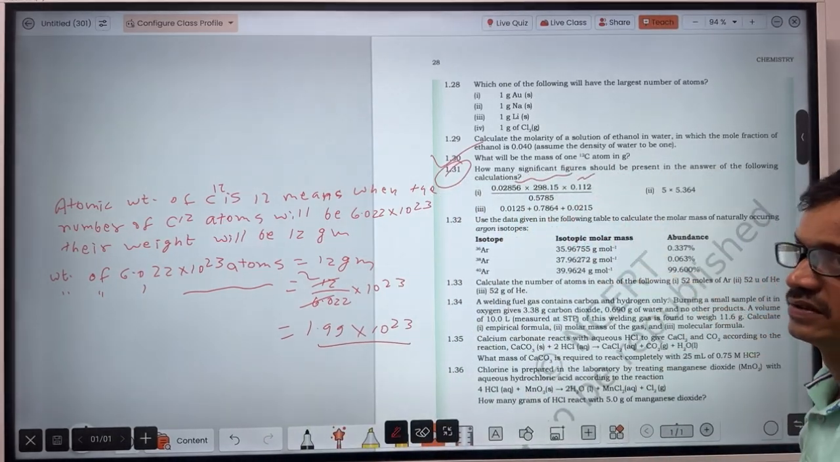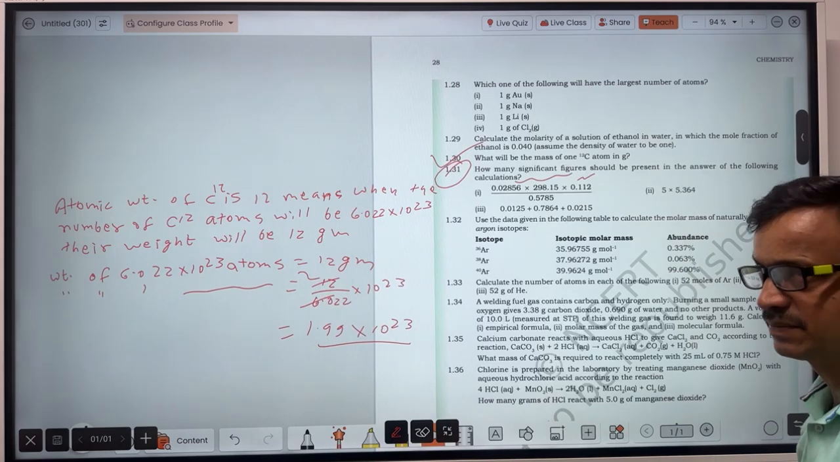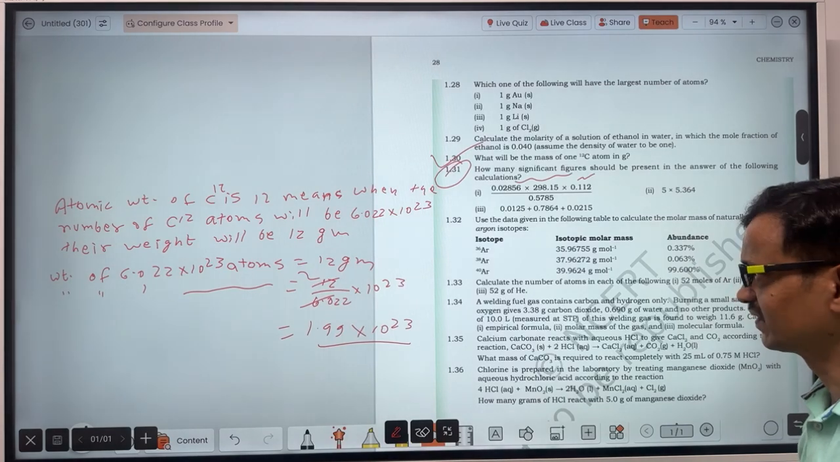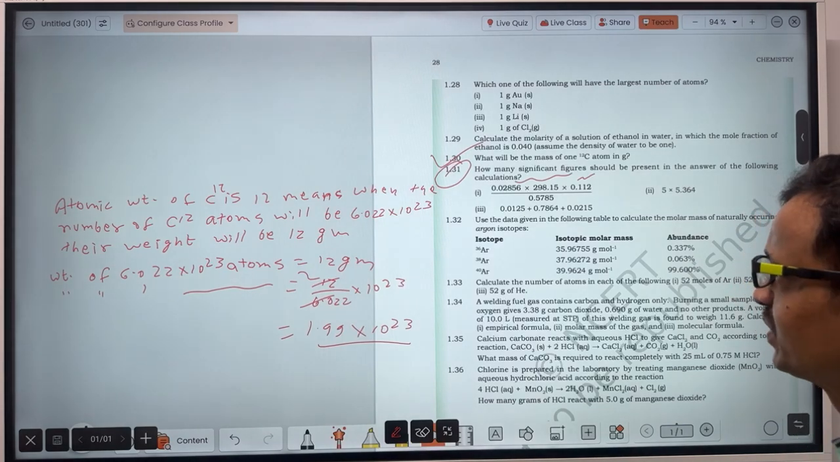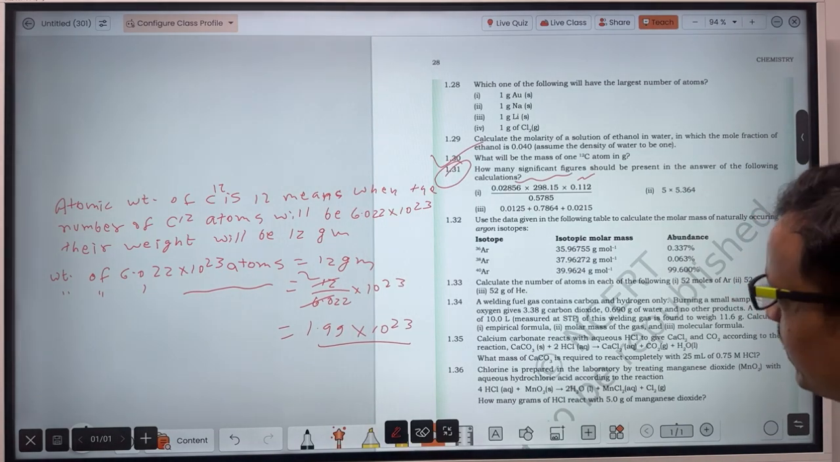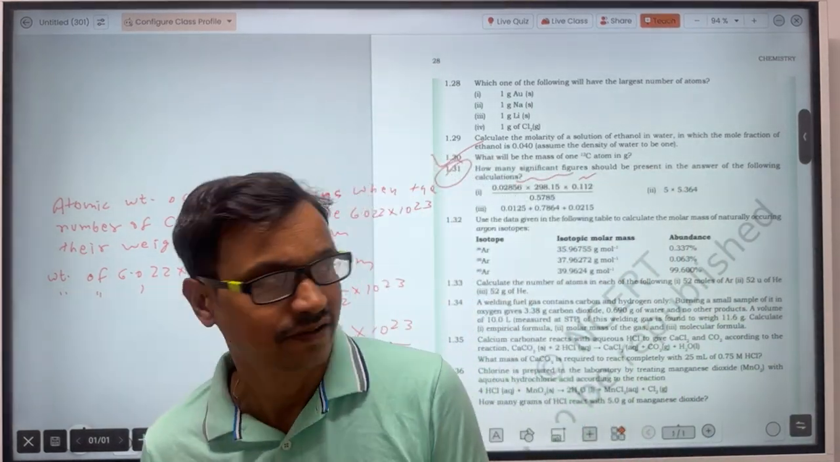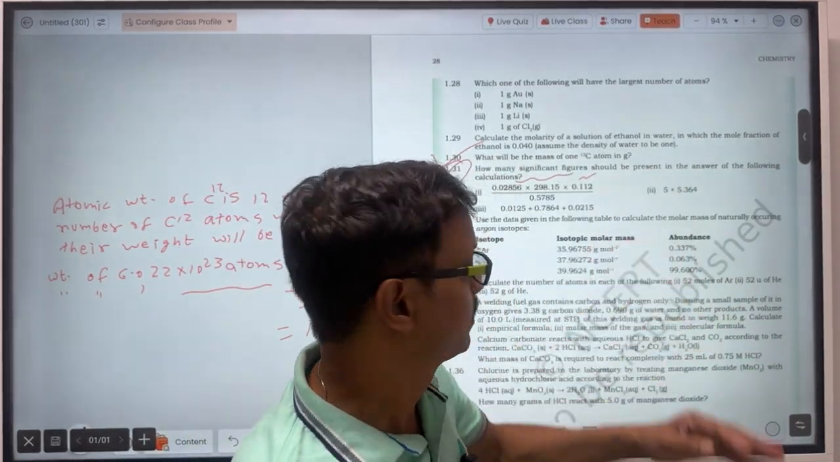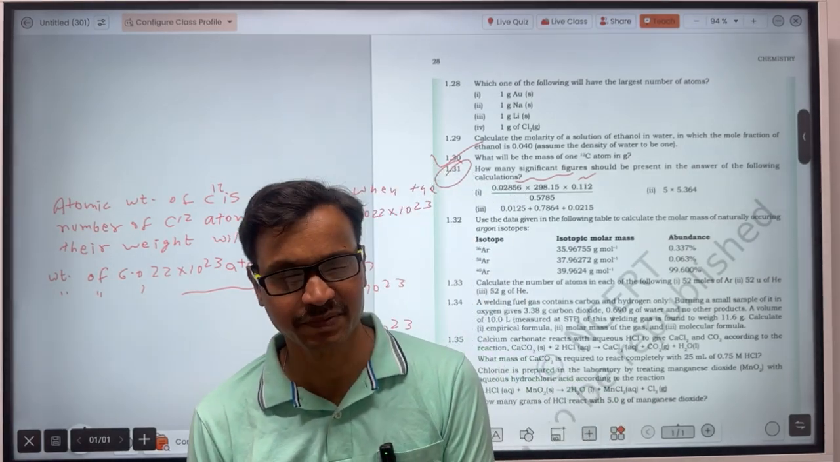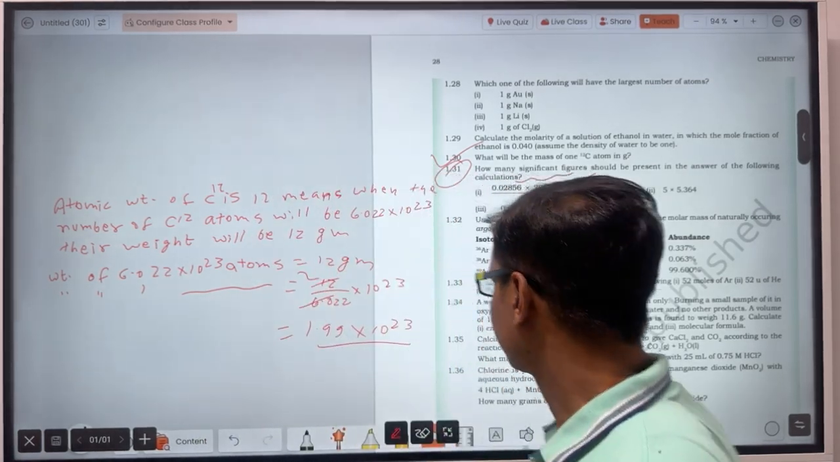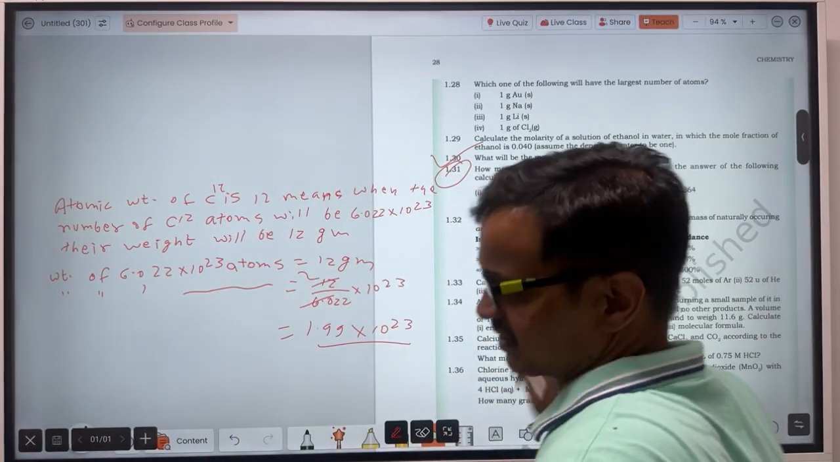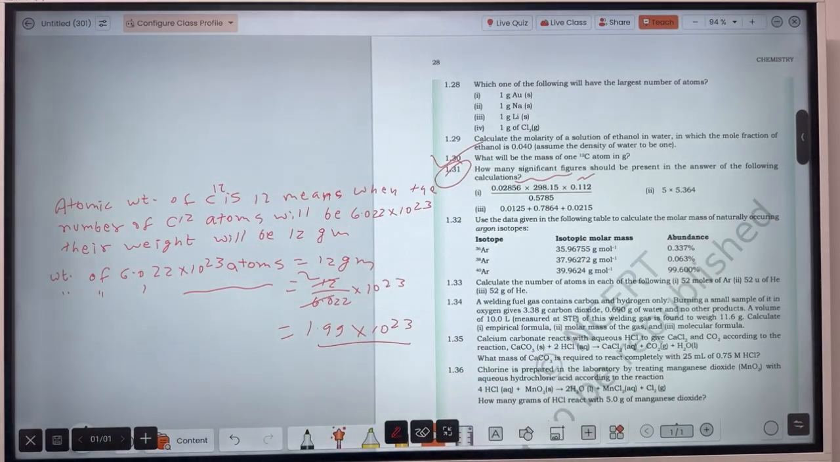During multiplication, you will have to report the answer in such a way that when you do the round off, it contains the number of significant figures present in the number which has the least number of significant figures. For example, first of all, multiply this one.